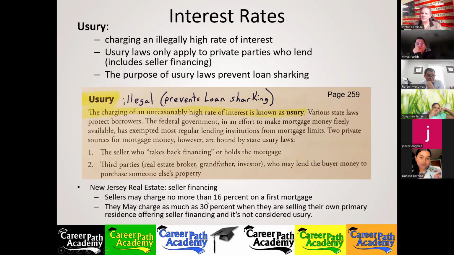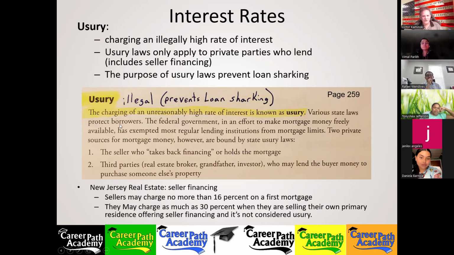These rules do not apply to institutional lenders. The banks. Any lender that's in any way, shape, or form related to the federal government, usury laws don't apply to them. Usury laws only apply to private parties.